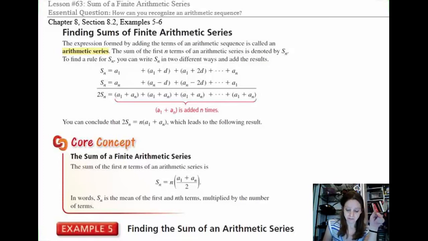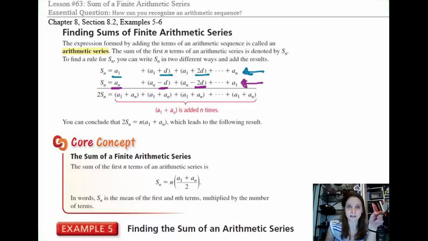The top equation, S sub n, is the first term plus the first term plus the common difference, plus the first term plus twice the common difference, plus the first term plus 3 times the common difference, all the way to our final term, A sub n. The second equation is the sum of this same series, but written backwards. So you start with the final term, and then you take the final term minus the common difference, the final term minus 2 times the common difference, and so on, all the way till you get to the first term.